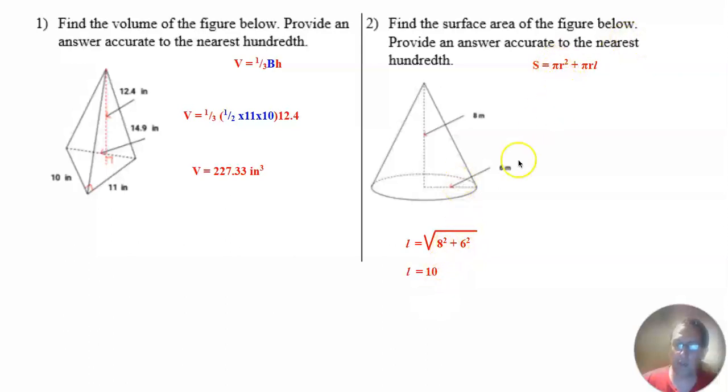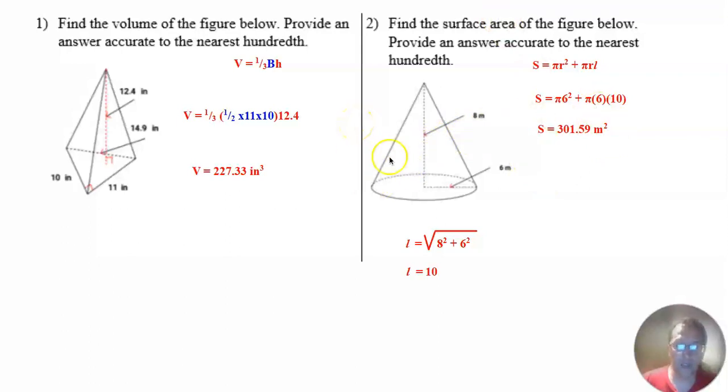So pi times r squared, where r is 6, and pi times r times L. So we end up with pi times 6 squared plus pi times 6 times 10. We're just going to plug it all into the calculator just like that and round it to the nearest hundredth. And we end up with 301.59 meters. We get meters squared because this is area, so it's going to be in square meters. Doesn't matter if it's area, surface area, lateral area, it's still going to be square units.